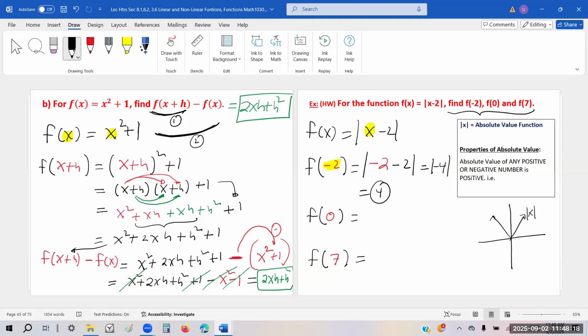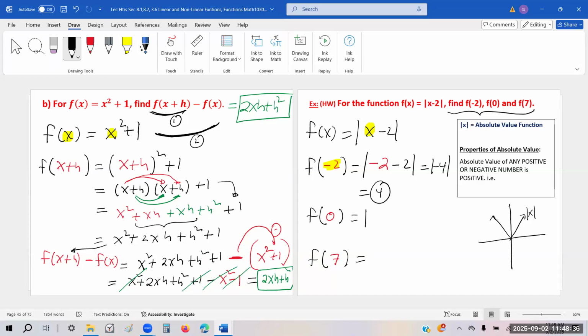That's why an absolute value solution doesn't give you any negative answer unless you have a negative in the front. If you have a negative in the front, then you can get a negative sign. Otherwise, the result for the absolute value always has to be positive.